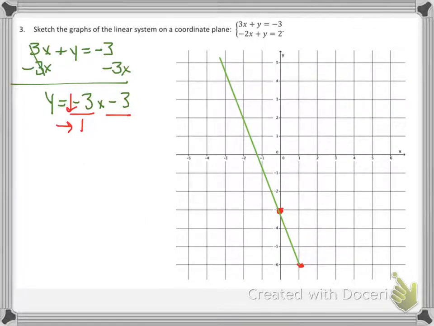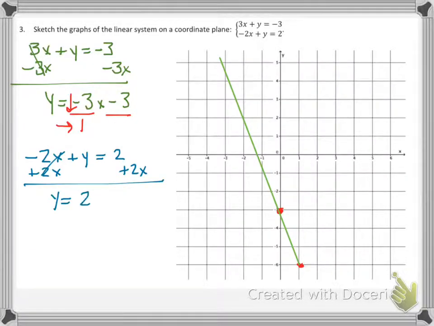Okay, and then we're going to work on the second one, which is also standard form. So let's see what we can find here. We've got -2x plus y equals 2. And if I add 2x to both sides, I get y is equal to 2x plus 2. That means I'm going to cross the y-axis at +2. I'm going to go up 2, right 1. So there is a couple of points, and then I can draw that line.